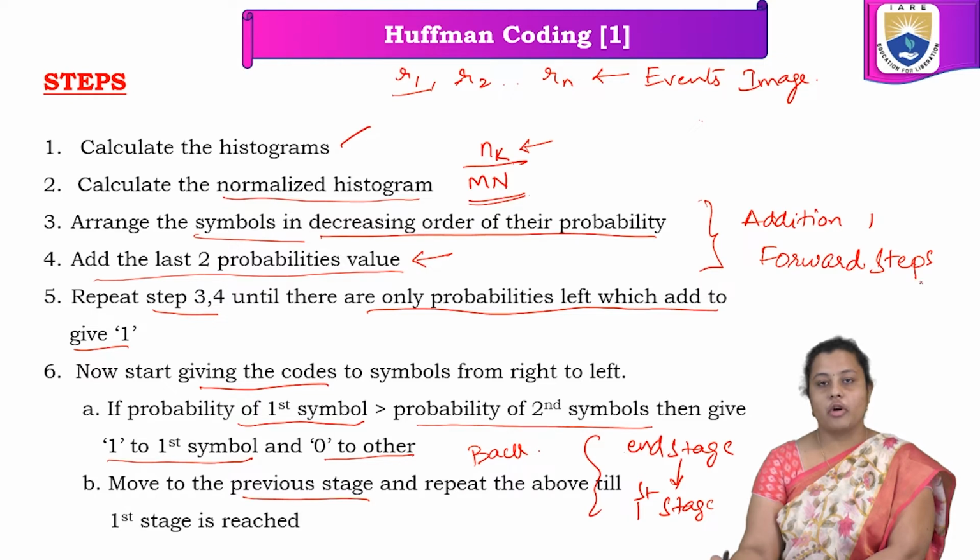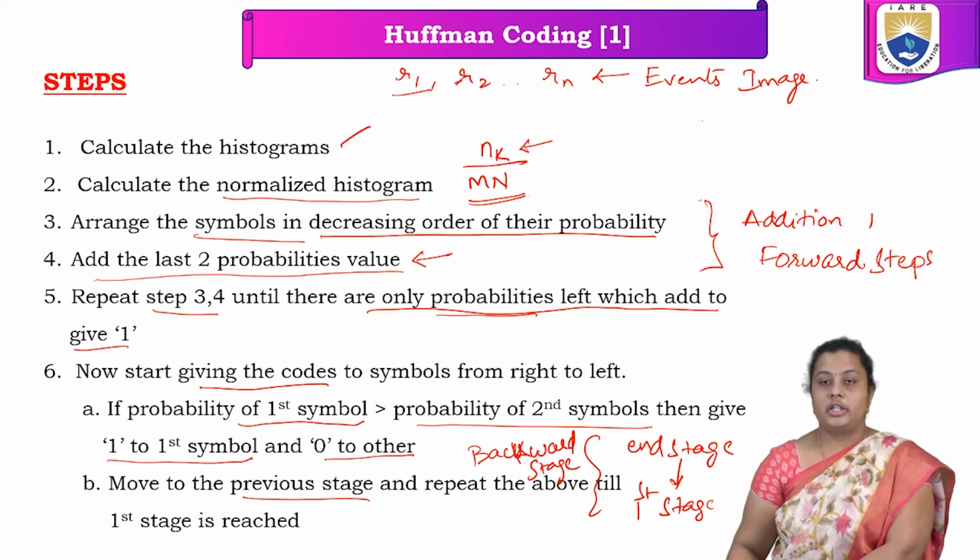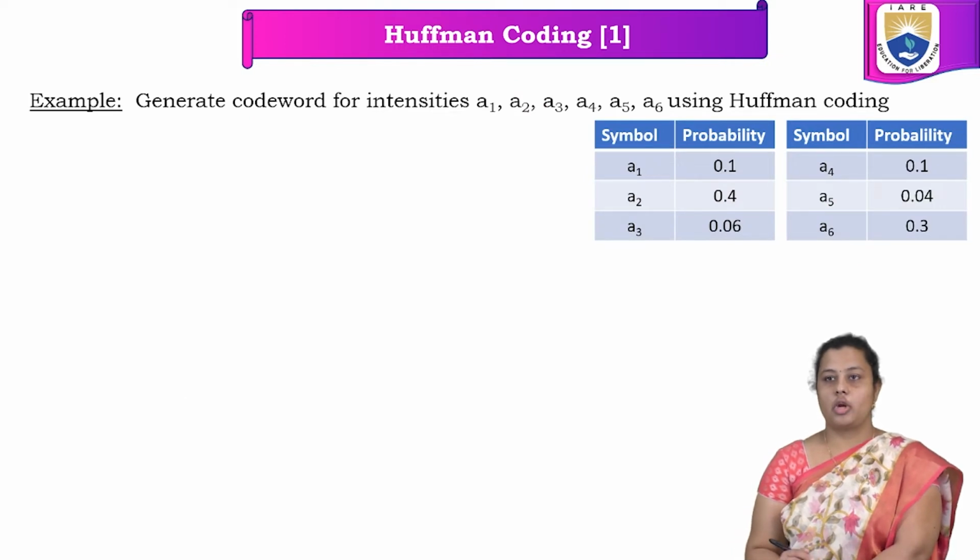While doing the forward steps, we calculate the probabilities; we go on adding probabilities. In the backward stage, we code the symbols. In detail, we will see this with a small example here.